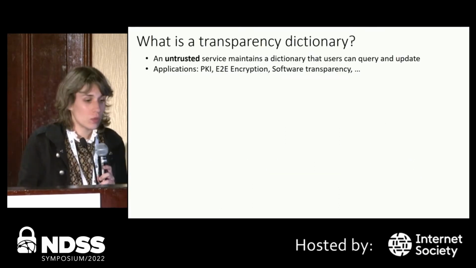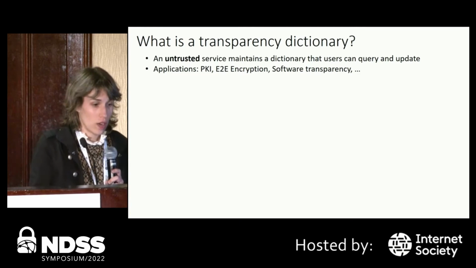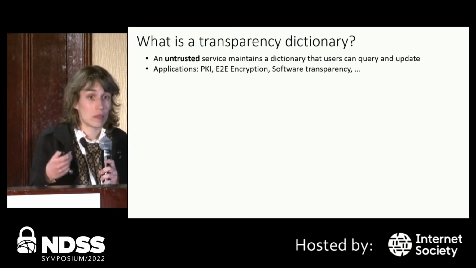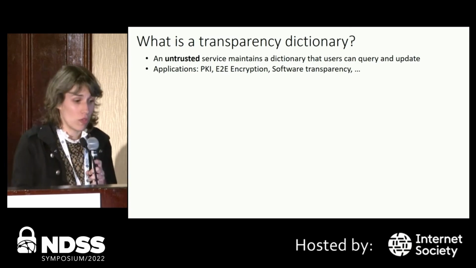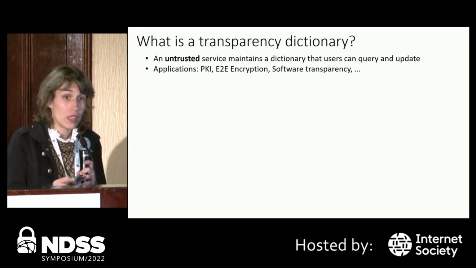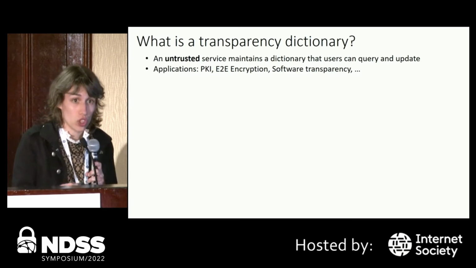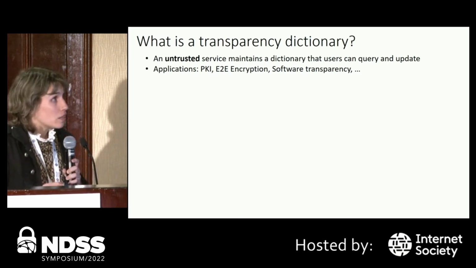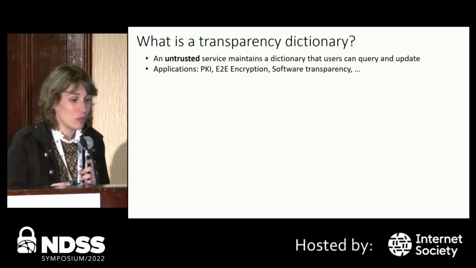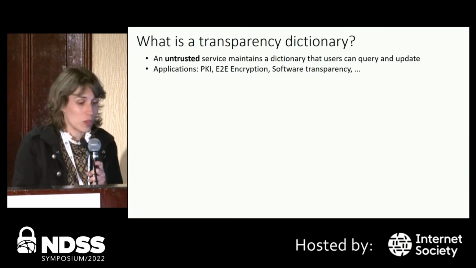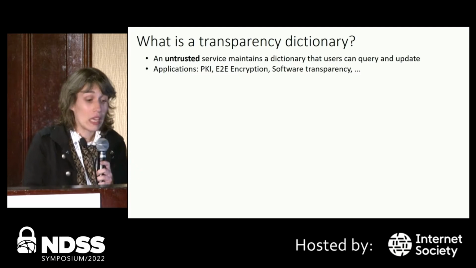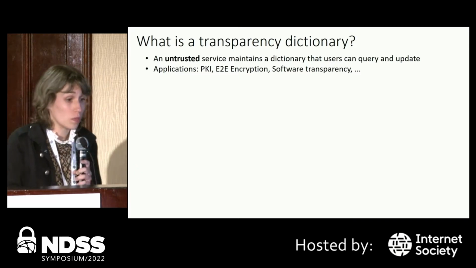So let's start with explaining what a transparency dictionary is. A transparency dictionary is an untrusted service that maintains a mapping from labels to values. Users can query the dictionary to retrieve the values associated with labels and update the entries in the dictionary. And as Alfred said before, they are very important for several applications, and they are the foundation for several security-critical applications, such as public key infrastructure and end-to-end encryption.